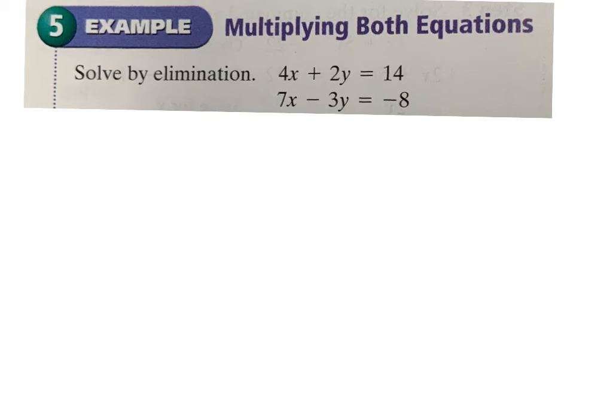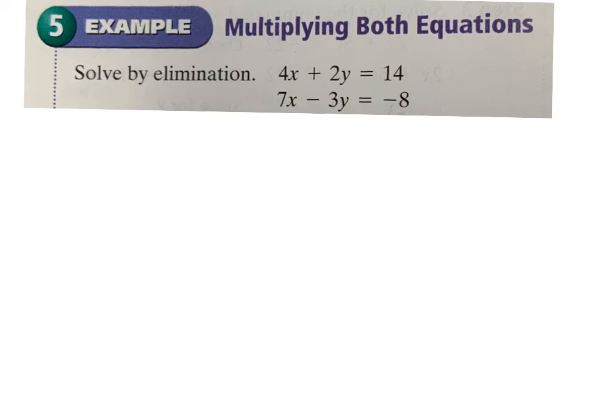So flip to page 356, example 5, multiplying both equations. For this one, 4x and 7x do not cancel. Positive 2 and negative 3 do not cancel. So I'm going to look for the easiest one to multiply. My least common multiple between 4 and 7 is 28. So I will have to multiply the top one by 7 and the bottom one by negative 4, or vice versa. The 2 and the 3 are already positive and negative, and they're smaller numbers.